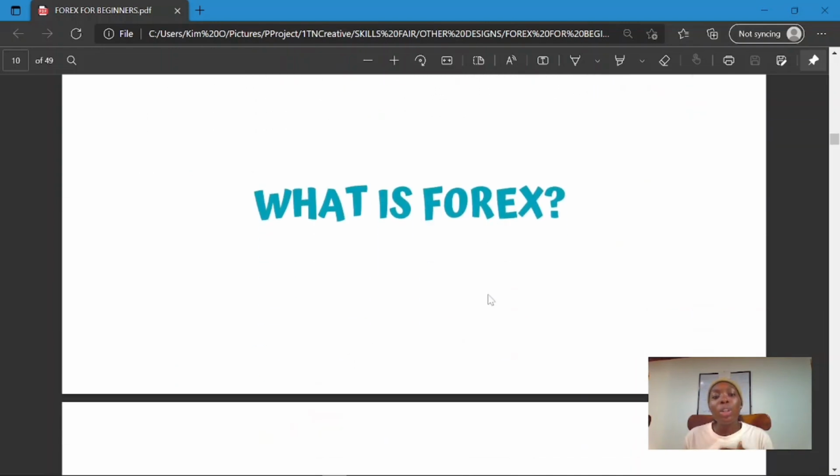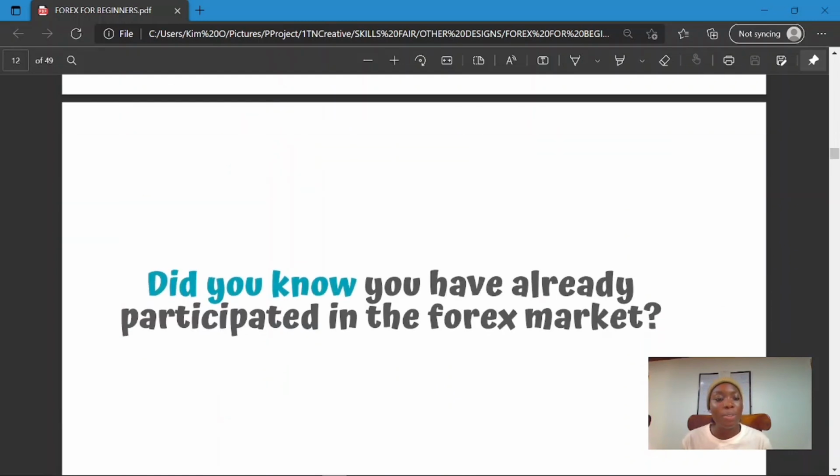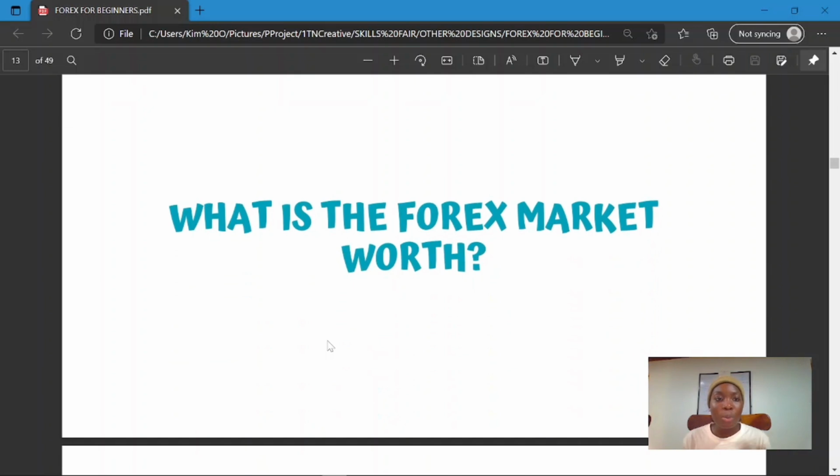Alright, now moving on to what is Forex. Forex is short for foreign exchange. As most of us know by now, it's just foreign exchange, okay? And it happens everywhere. This question here is saying, did you know you have already participated in the Forex market? Once you exchange one currency for another, that's participation in the Forex market. However, like I said in the previous video, that exchange is what used to happen over the counter, with your Forex bureaus, your banks, your local black market exchange people. That's what trading in Forex markets is now. You are doing it digitally.